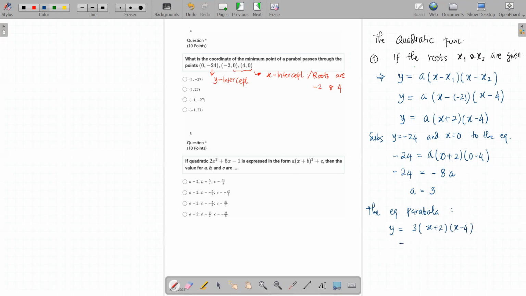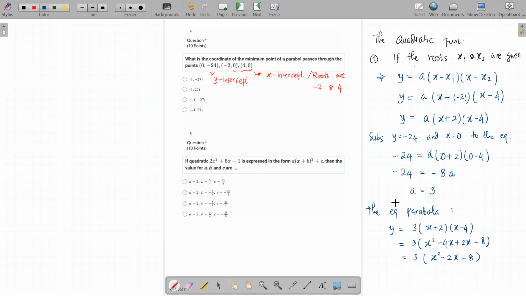Right, so we are expanding this factor form, so we will get 3 times x squared minus 4x plus 2x minus 8. Minus 4x plus 2x is minus 2x. So I think we can get the perfect trinomial here: 3 times (x squared minus 2x minus 8).